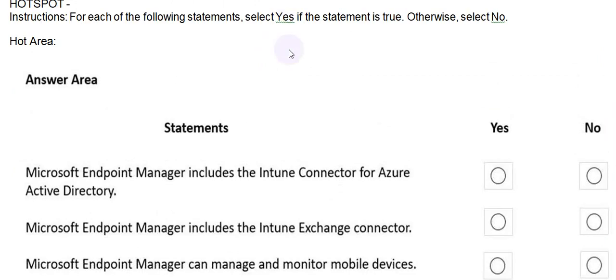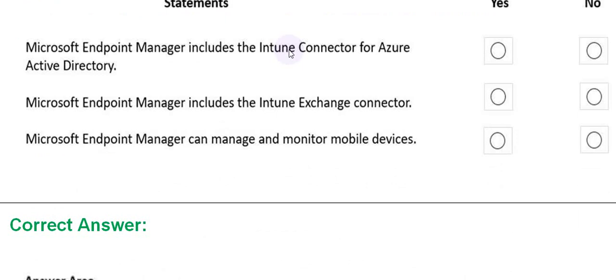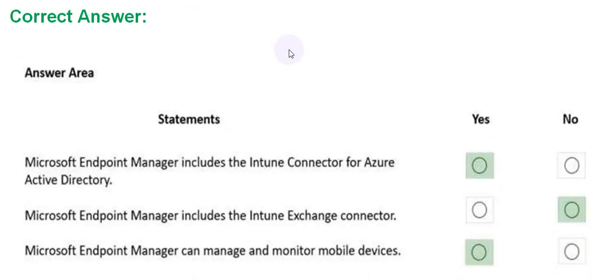Moving towards the next question. Hotspot. For each of the correct statements, select yes if the statement is true, otherwise select no. Hot area. Please have a look at the statements. Now look at the answers.